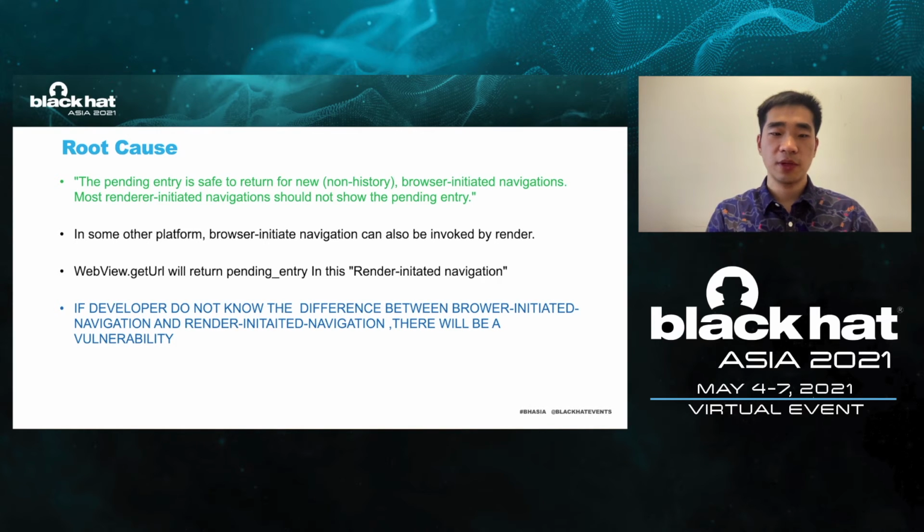Let's get back to getUrl. As is said in the comment, the pending entry is saved to return for new browser-initiated navigation, and most render-initiated navigation should not show the pending entry. The root cause of this vulnerability is that in WebView, browser-initiated navigation can also be invoked by the render model. In this case, the code will treat the JavaScript-triggered navigation as a pure browser-initiated navigation and return the pending entry, which may not be the current URL. In other words, if developers do not know the difference between browser-initiated navigation and render-initiated navigation, there will be a vulnerability.